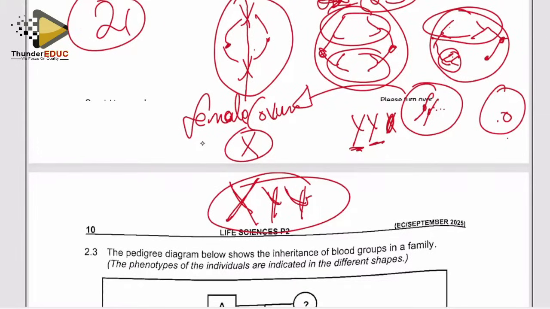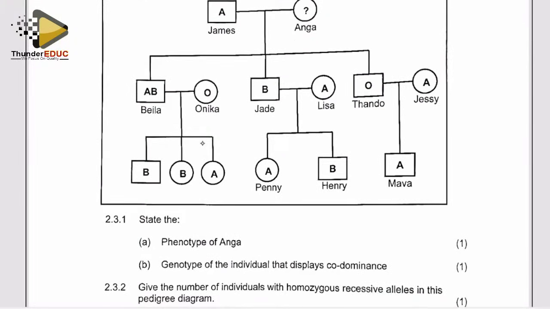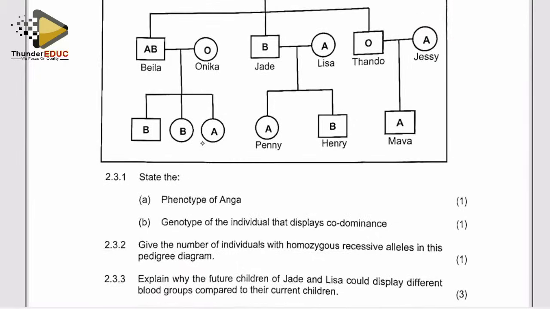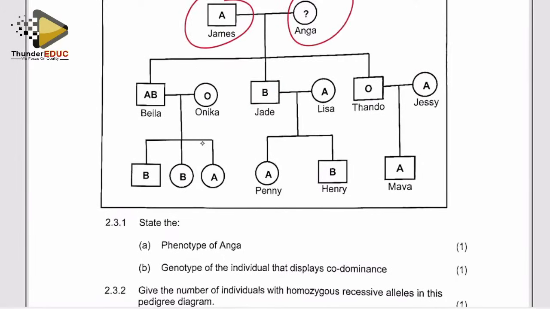And then if you see how I was explaining it related to Down syndrome, but instead of writing 21, chromosome number 21, I used chromosome number 23. Yes, so that is it. And then we are saying that 2.3, they're saying that state the phenotype of Anga. Okay, here we are having this and this.